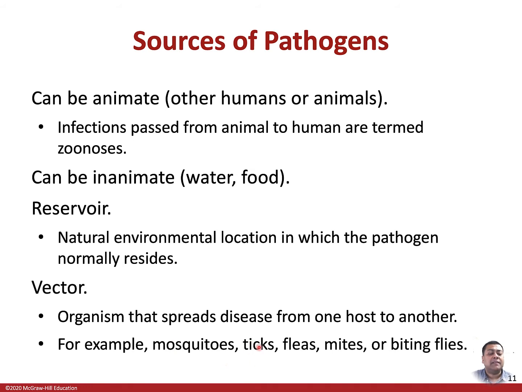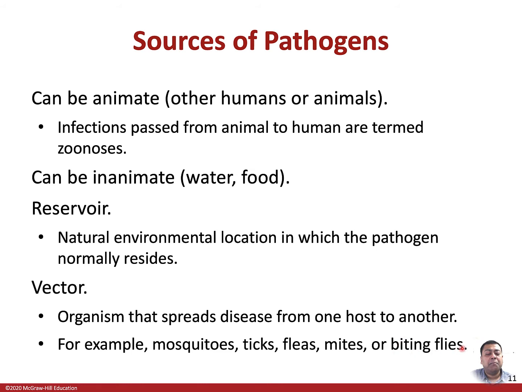Then we have ticks. Let's take a look at a very specific one. Say, for example, there is a particular tick which is known as a deer tick. And this deer tick actually carries a particular bacterium known as Borrelia burgdorferi, which causes Lyme disease. On the other hand, fleas are very important. There are some specific fleas which carry Yersinia pestis, which causes the plague. On the other hand, there are some mites which also can carry that. Or there are some biting flies.